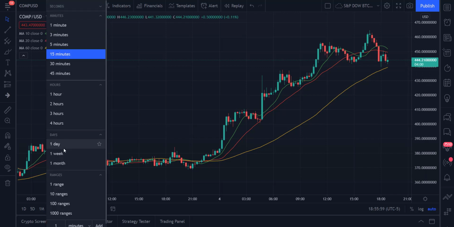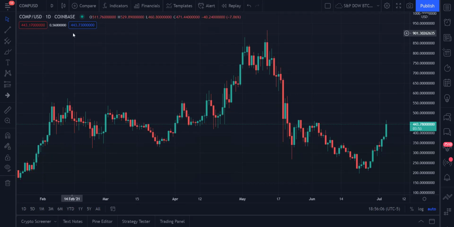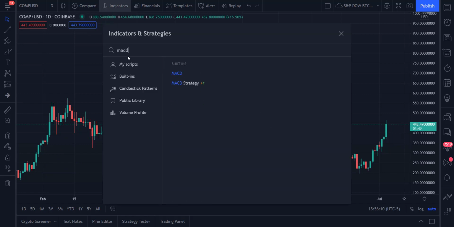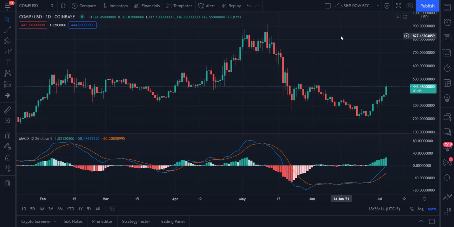So let's kick back out to the daily, and this time we're going to take a look at a momentum oscillator. The MACD is my favorite of these, and it's a great way to get a sense of momentum, like I said, whether the market overall is pulling higher or lower.